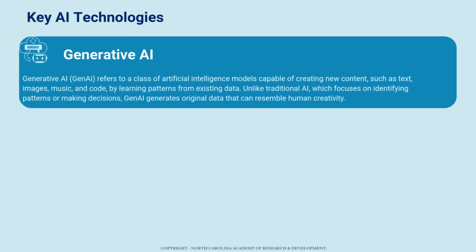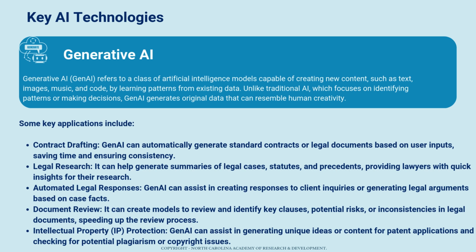Generative AI creates new content by learning patterns from existing data, making it a powerful tool for many industries, including law. Some key applications in the legal field include contract drafting. GenAI can automatically generate standard contracts or legal documents based on user inputs, saving time and ensuring consistency. Legal research. It can help generate summaries of legal cases, statutes, and precedents, providing lawyers with quick insights for their research.